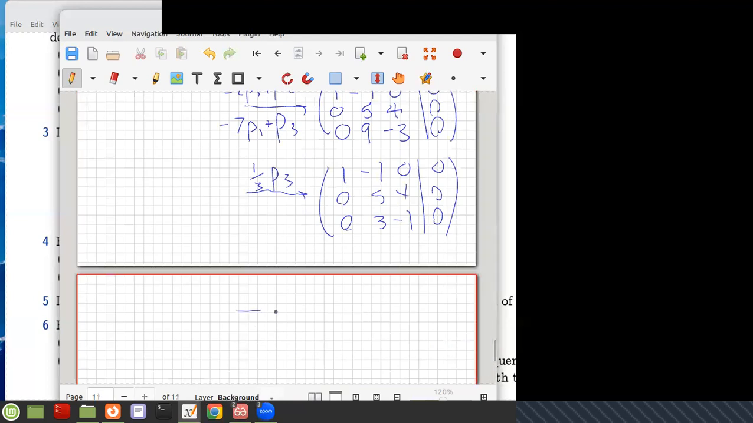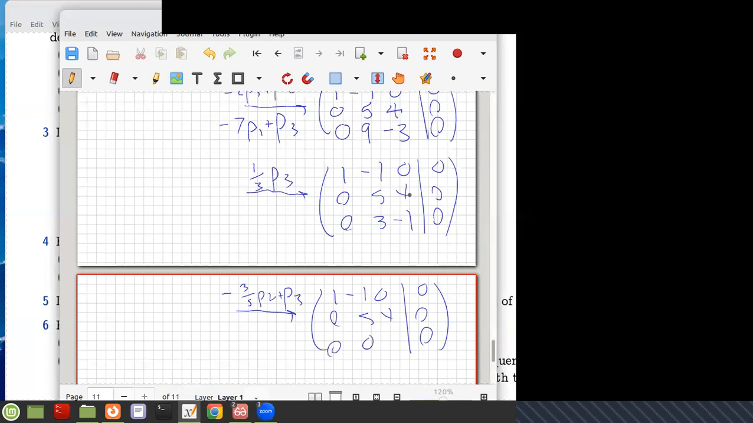And then what do we want to do now? We could do, let's see, let's do minus 3/5 row 2 plus row 3. 1 minus 1, 0, 0, 5, 4. And then the 5's cancel off, minus 3, and we get 0 there.